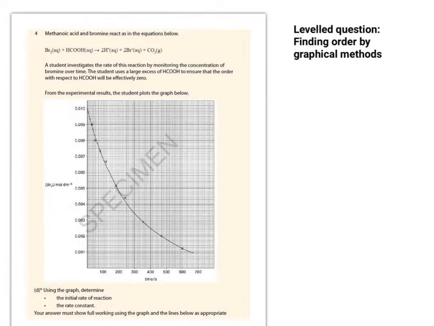So, looking through it, it gives you a reaction at the top. And it explains that a student investigates the rate of the reaction by monitoring the concentration of bromine over time. It also says that the student uses a large excess of HCOOH to ensure that the order with respect to HCOOH will be effectively zero.